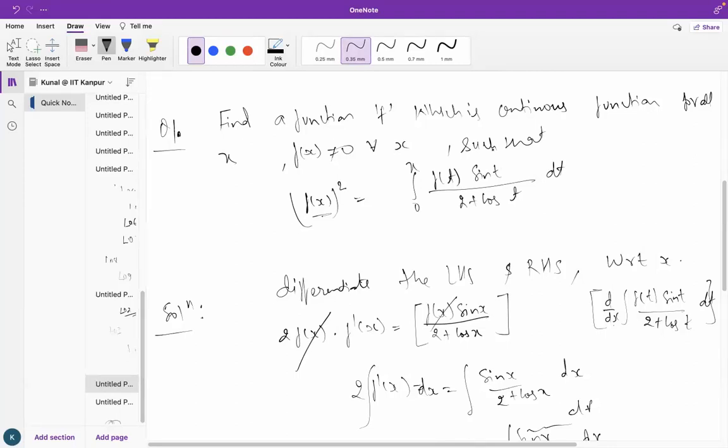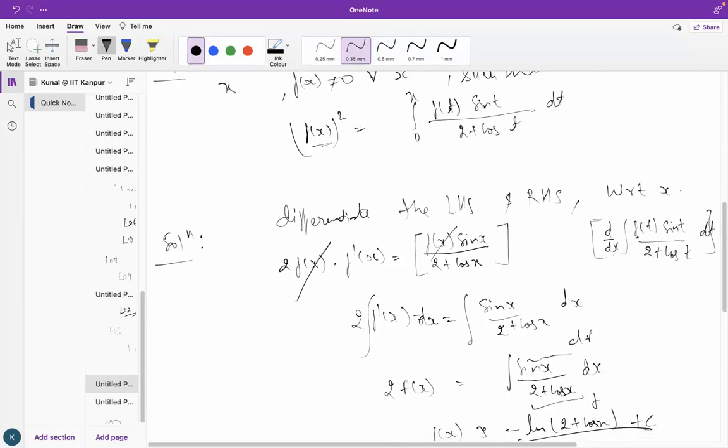Okay, so I'm in Leibniz form. What I did here is differentiate the LHS and the RHS with respect to x. When I do that, for f of x, we are applying the chain rule. Do you understand this so far? We are applying the chain rule here.